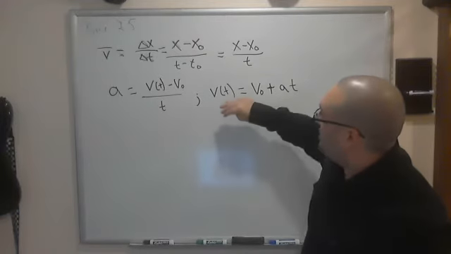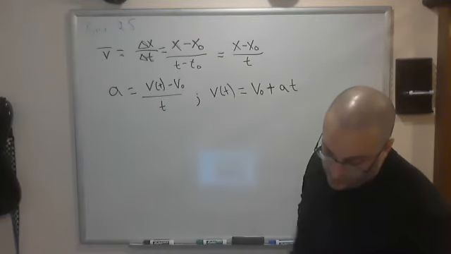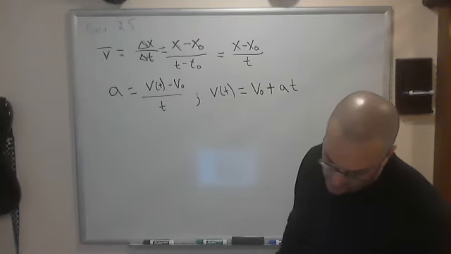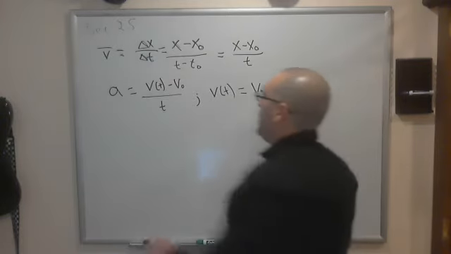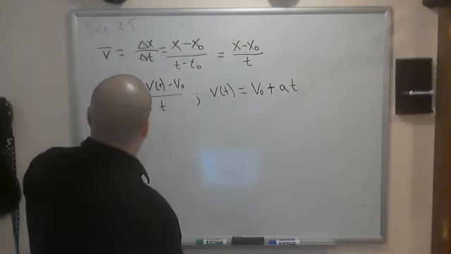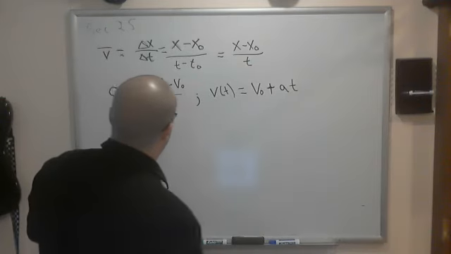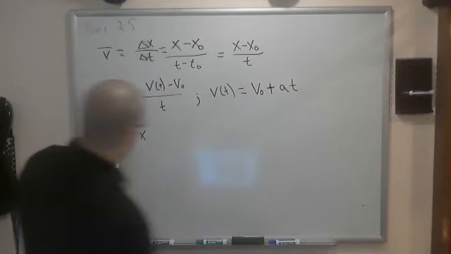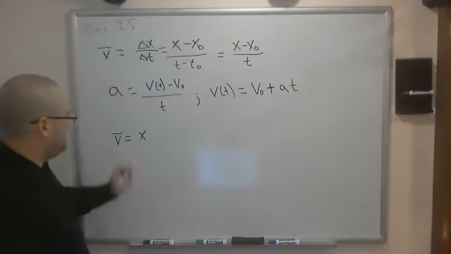Now we have an equation for v. Let's go to x, right? So now we'll use this formula for x. So we have this. Now this is the average velocity that we have.